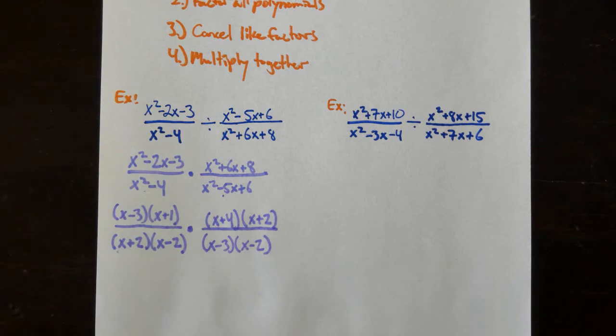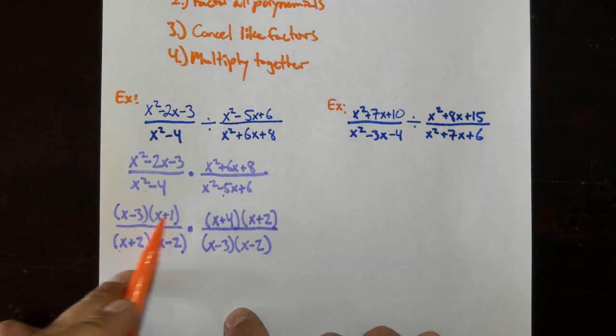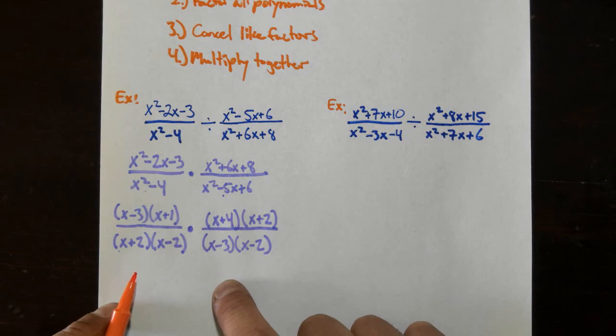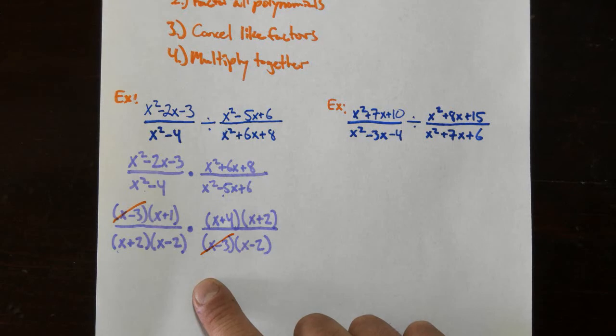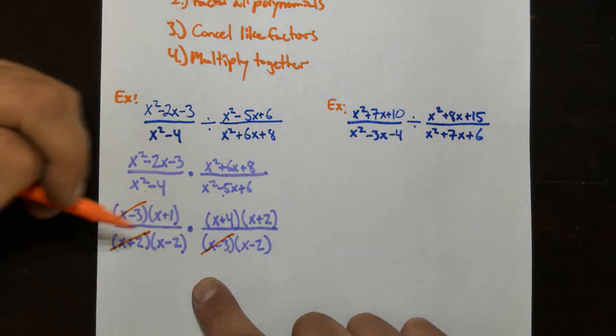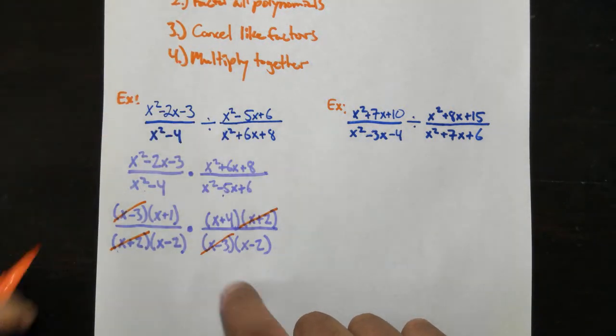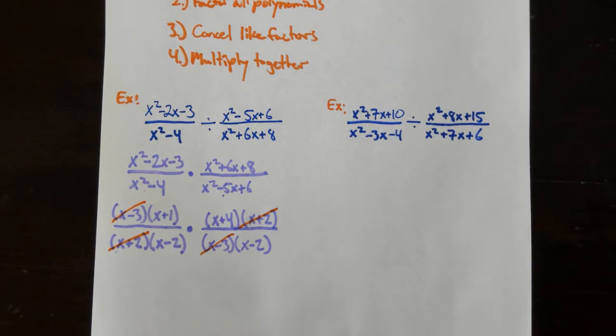We factored all the polynomials, and now we need to cancel like factors. So remember, if we have factors on top and we have the same factor on bottom, they cancel. So here we have an x minus 3 and an x minus 3. And then on bottom we have an x plus 2, and on top we have an x plus 2, so those cancel.